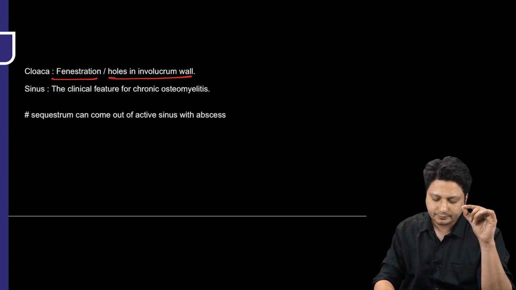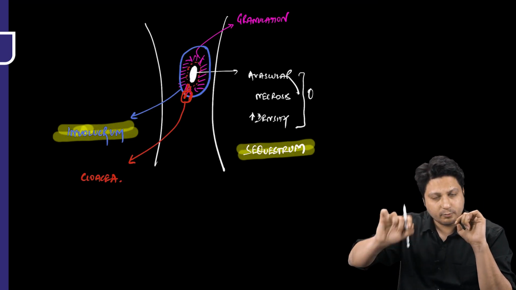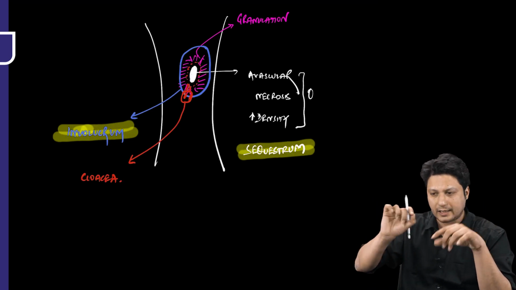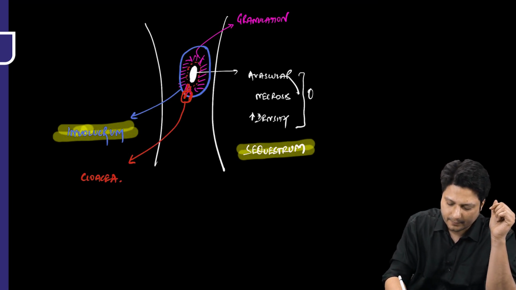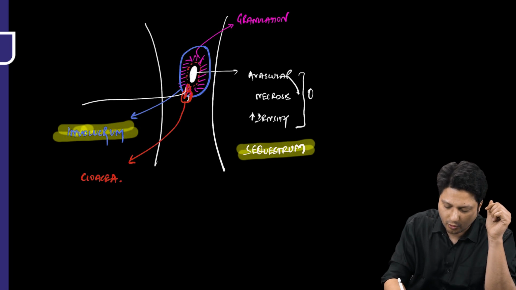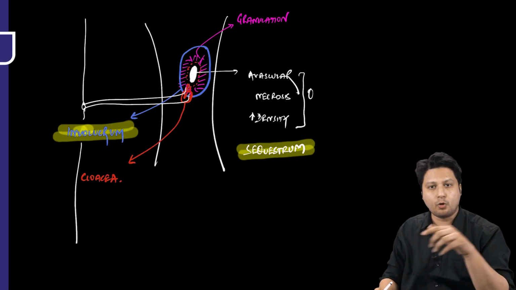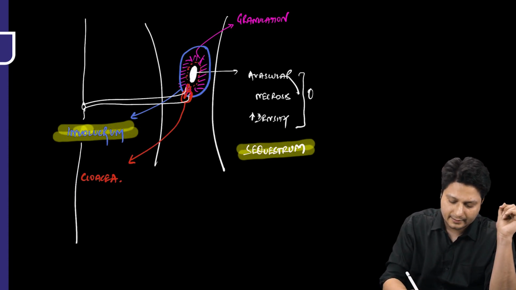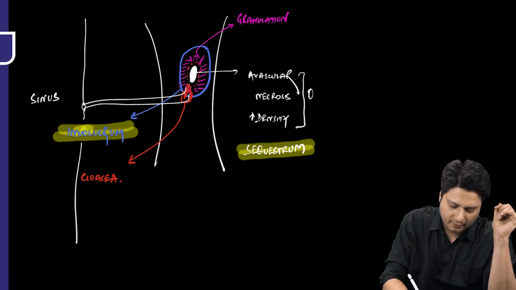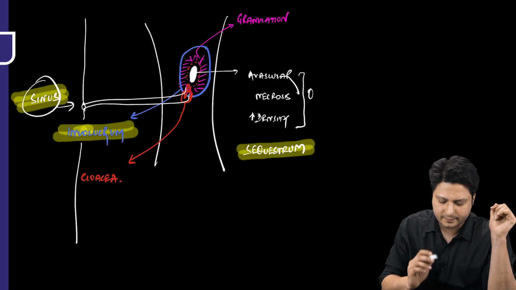Now imagine when the organisms have started moving out of this involucral wall, that means through the cloacae, then it will lead to the creation of a passage, and this passage goes all the way up to the level of skin, creating an opening in the skin, and that skin opening is known by the name of sinus. So here it will lead to the creation of a sinus.